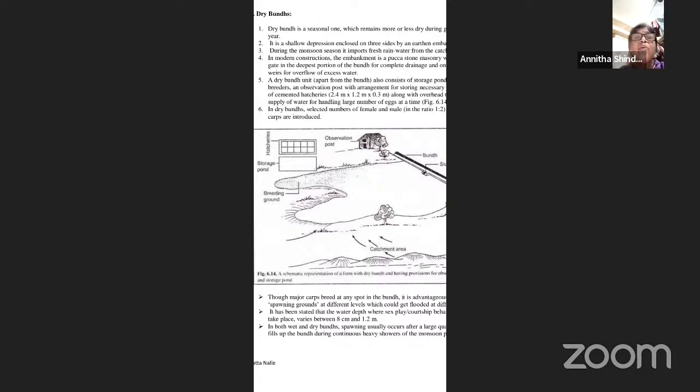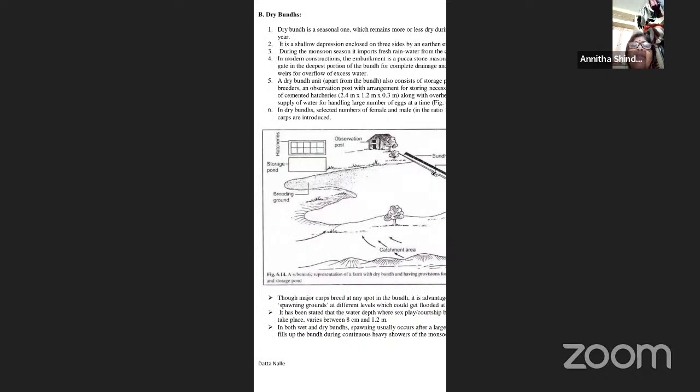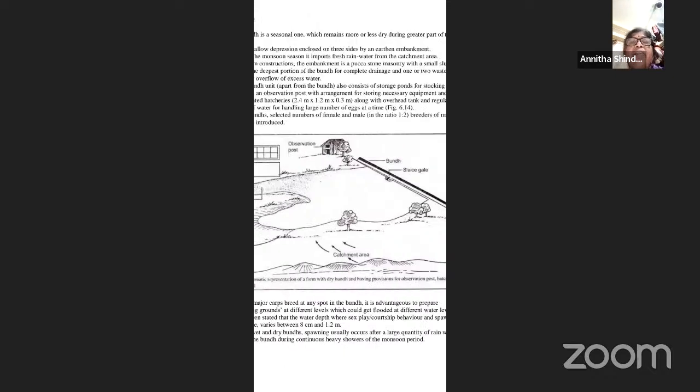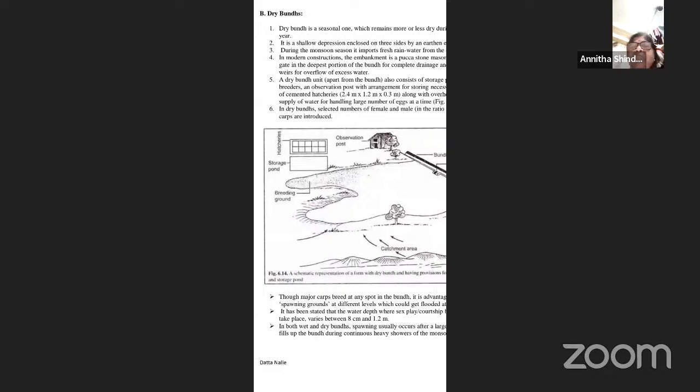In the dry bunds, selected members of male and female breeders of major carps are introduced in the ratio of 1:2, meaning female should be 1 and male should be 2. When? During the monsoon, since the monsoon is the breeding season, so they breed during the monsoon period. Not only in a dry bund, in any bund, the monsoon season is the best season.